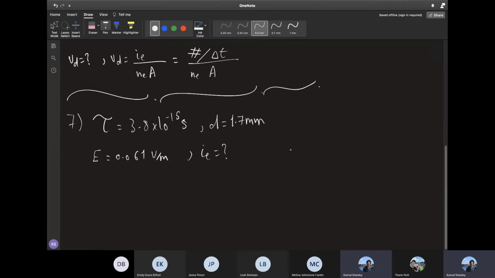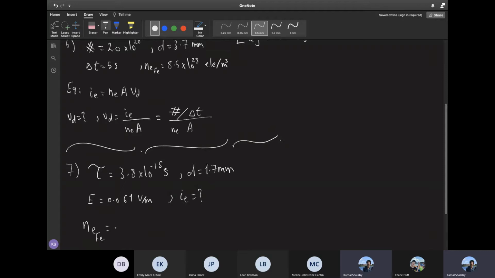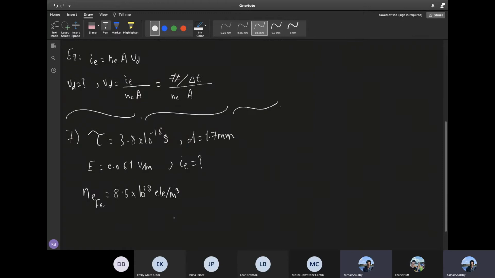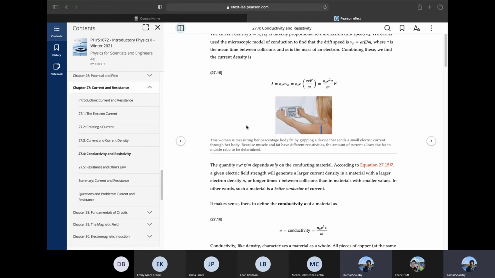So one thing you can always find is the electron density in iron, which is 8.5 times 10 to the power of 28 electrons per meter cubed. It's always important to write down what you have and what you need to find. So when you look through equations, you say, yeah, I do have this, I don't have that. We do have this, we do have that.